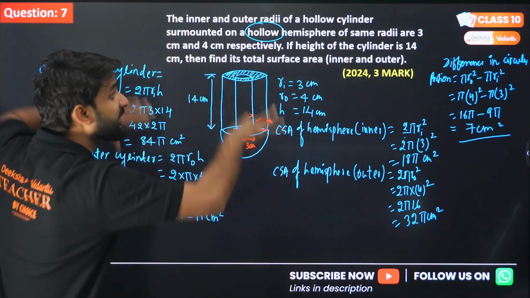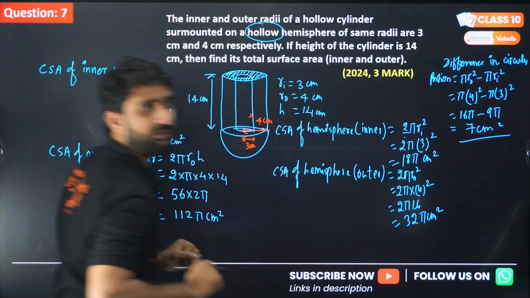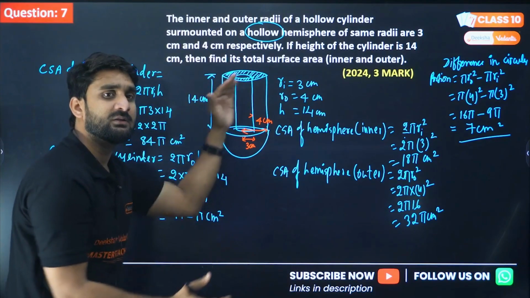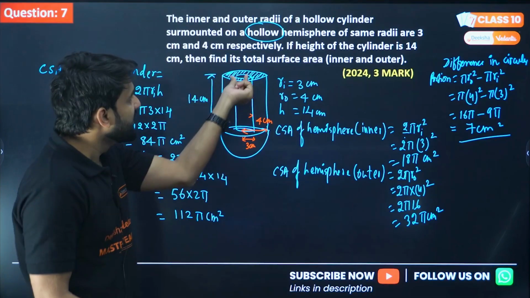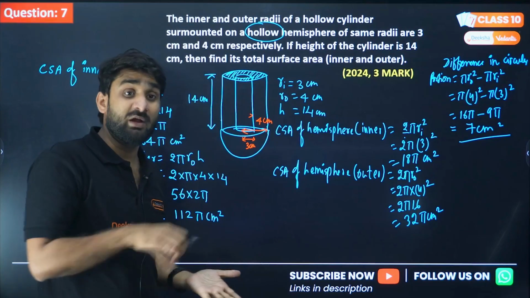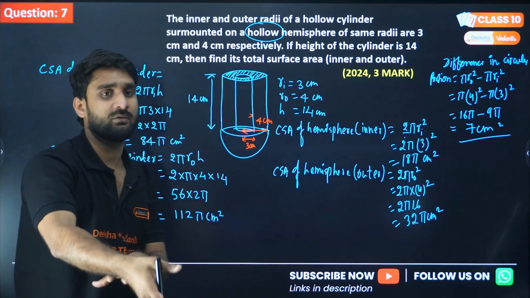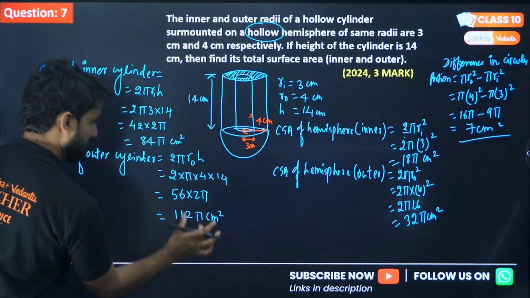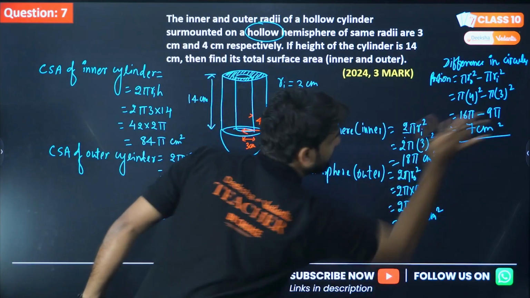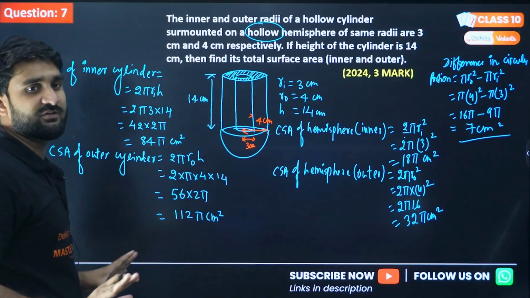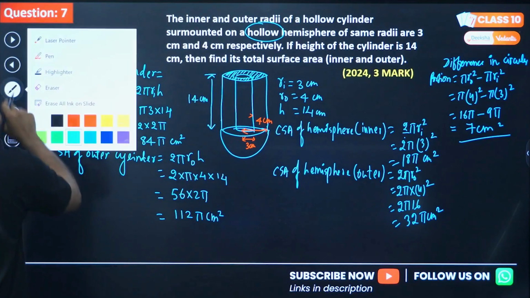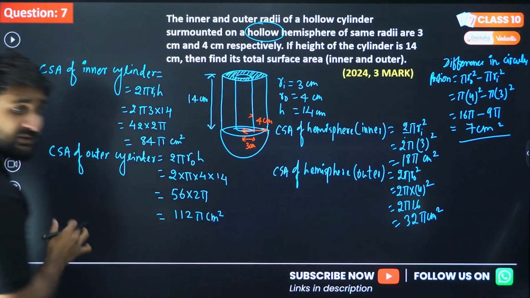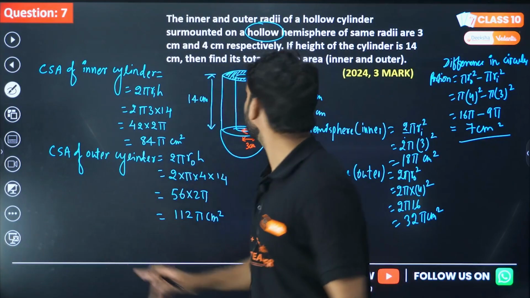But the question is asking to find the total surface area. We have just calculated the area of the cylinder and hemisphere separately, and the difference of the circular part, but we have to find the total surface area, inner and outer. So we have to add all these 5: 1, 2, 3, 4 and 5. This will be the total surface area. Let me show you. I'm using yellow color here. I think this part will be visible to you.